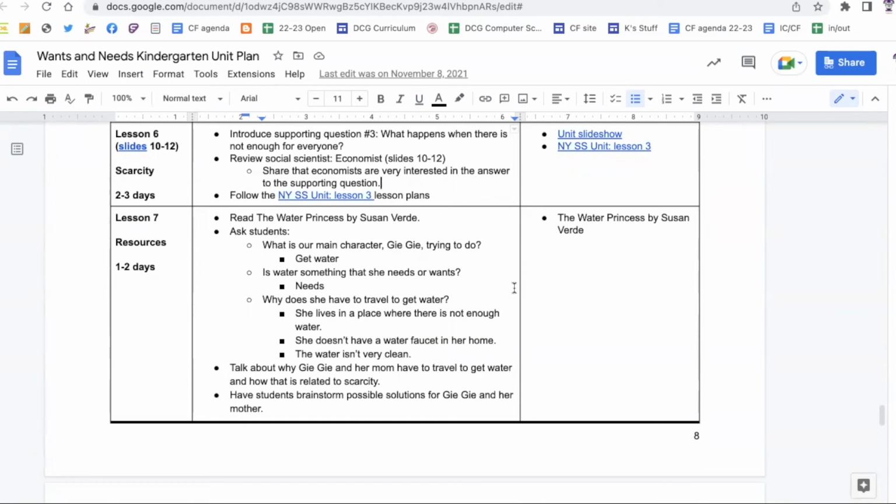Lesson 7 begins by reading the book The Water Princess. The main character in this book is trying to get the water that her family needs. This brings up the concept of scarcity and what that means for people in terms of what they have to do in their daily lives.